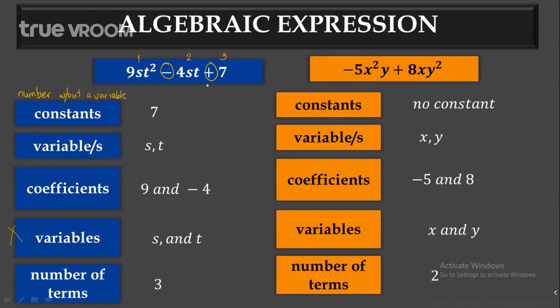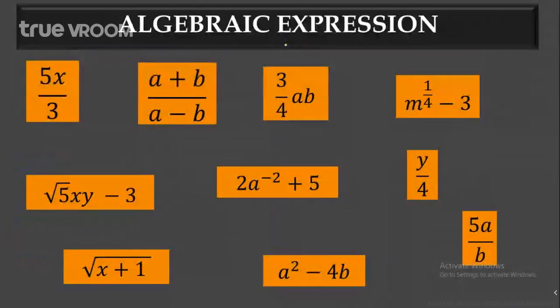Okay, so you already know how to identify the variable, the coefficients, and the number of terms of an algebraic expression. So examples 1 and 2 are examples of a polynomial. Later I am going to explain to you what a polynomial is. But on our next slide, all of these are algebraic expressions, but not all of these are polynomials, because a polynomial is a special type of algebraic expression.